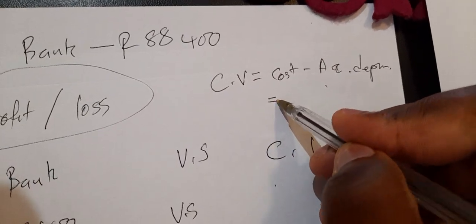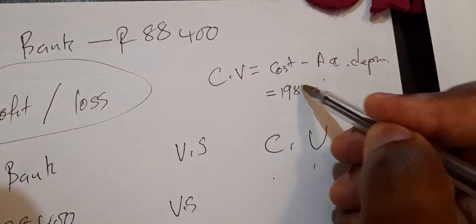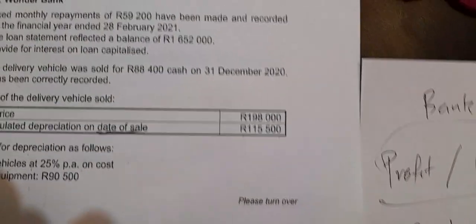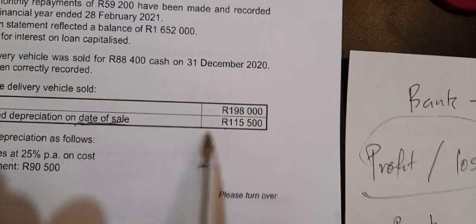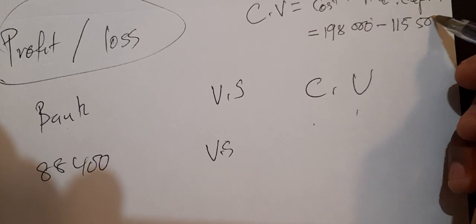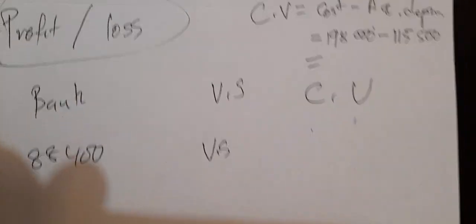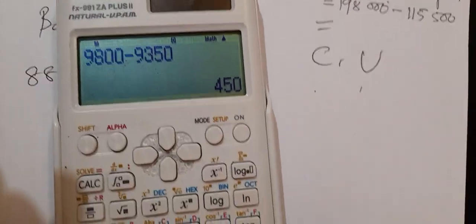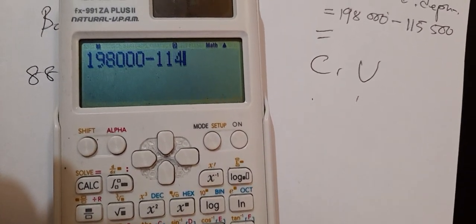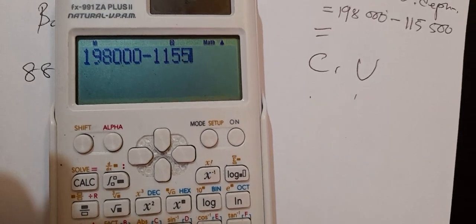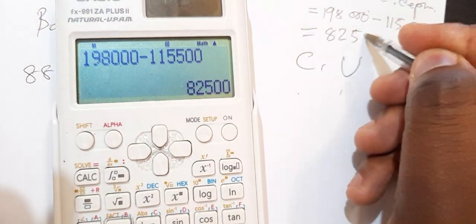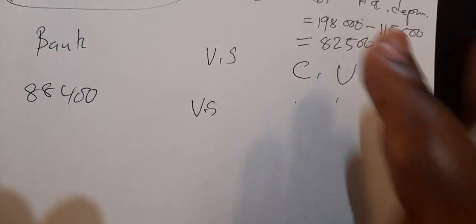So the cost on this date is 198,000. We subtract the accumulated depreciation on the date of disposal, which we were told is 115,500. So the difference between these two figures, 198,000 less 115,500, is 82,500. So our carrying value is 82,500.